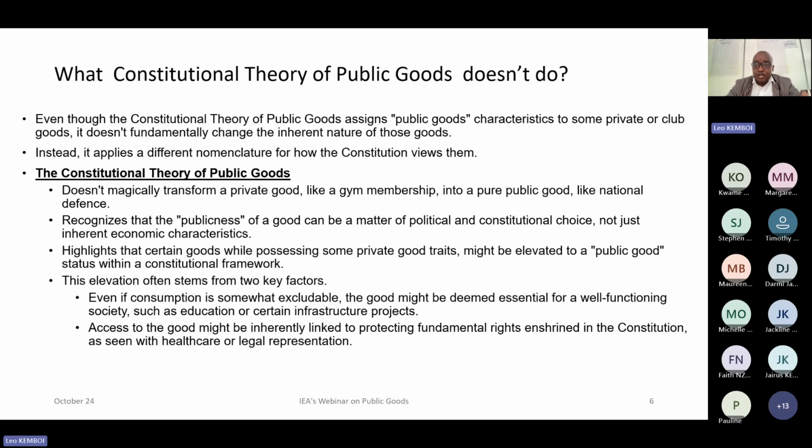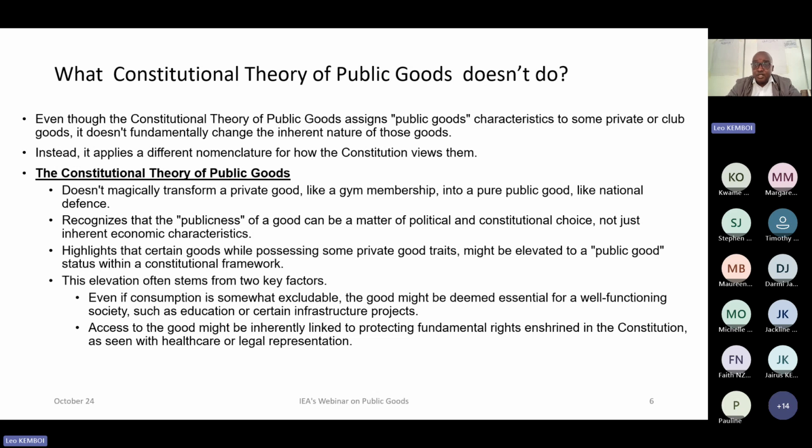Now, having gone through the differences between the two, what does the constitutional theory of public goods do, and what does it not do? One thing is that when the constitutional theory assigns public goods characteristics to private or club goods, it does not change the inherent nature of those goods. These constitutional scholars concede that we are not changing the inherent characteristics of those goods. What they only do is change the nomenclature for how the Constitution views them.